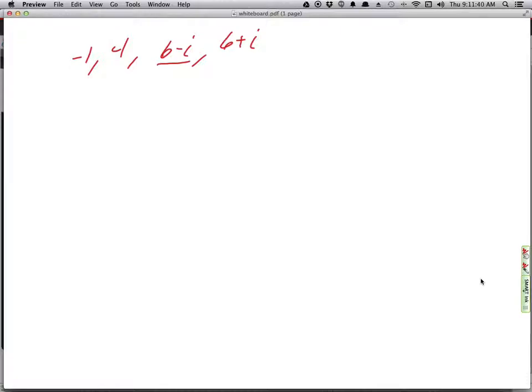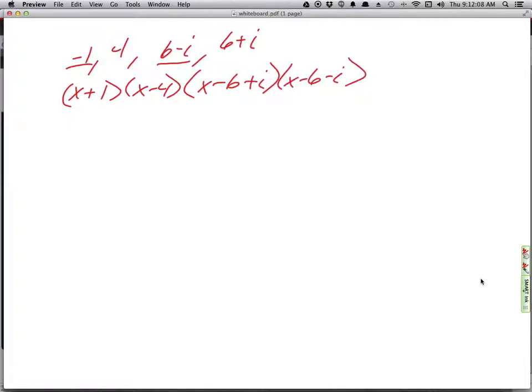So we want to write the polynomial. For negative 1, what's my factor going to be? x plus 1. For 4, x minus 4. What about for the 6 minus i? x minus (6 plus i). The negative needs to be distributed to both of them. And the other one is going to be x minus (6 minus i).